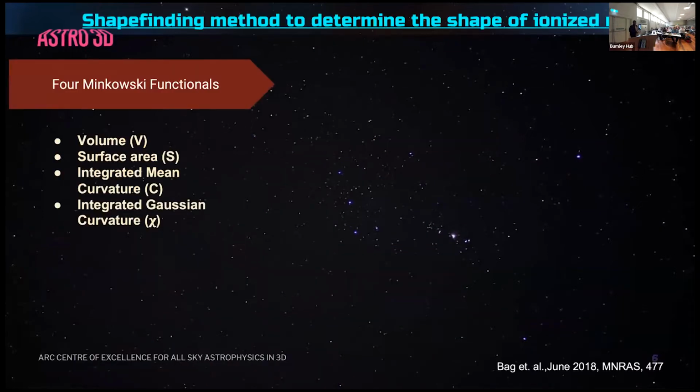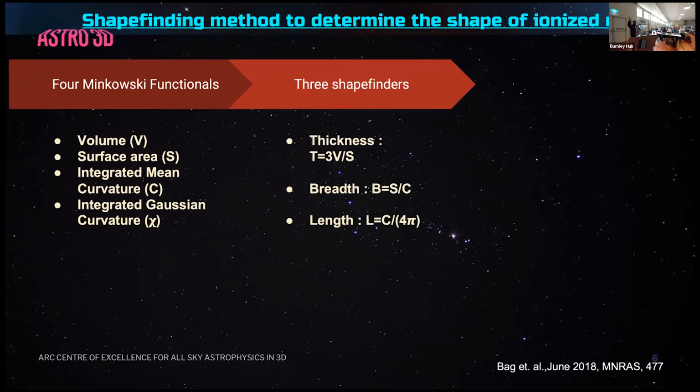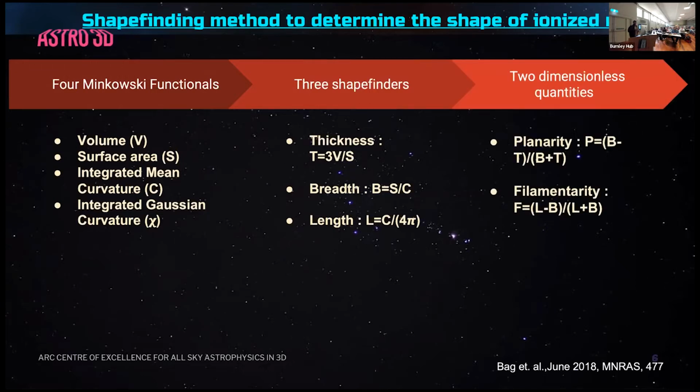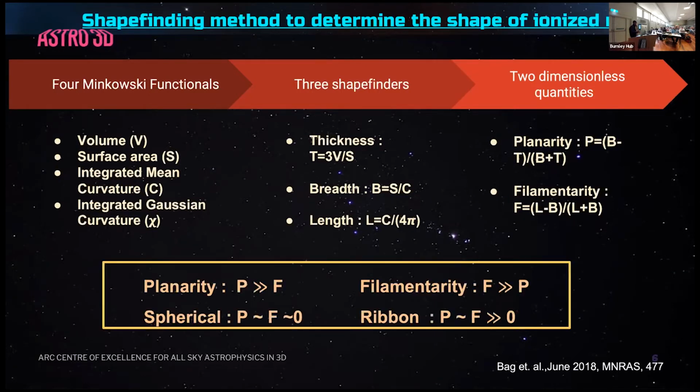Now, once we have these 4 Minkowski functionals, we can use them in 3 different ratios to define our 3 shape finders: thickness, width, and length. These 3 shape finders can again be taken in different ratios to define our 2 dimensionless quantities, which are planarity and filamentarity. We can compare planarity and filamentarity to get information about our shape. If we have P much greater than F, then we have a planar structure, otherwise filamentary, and so on.